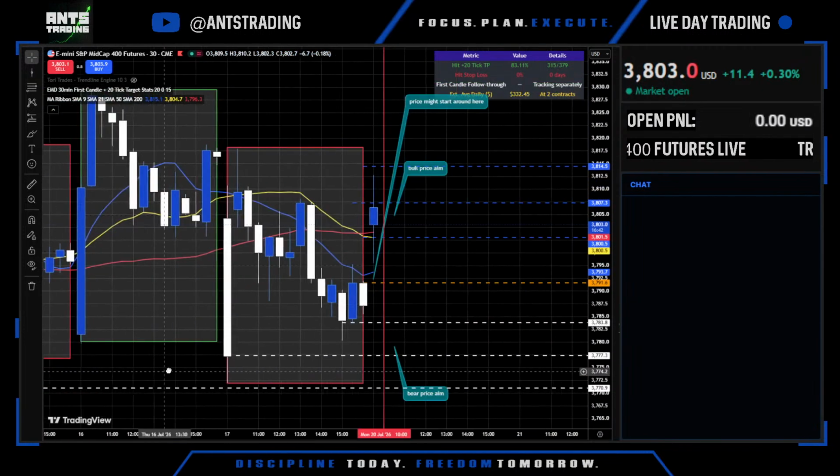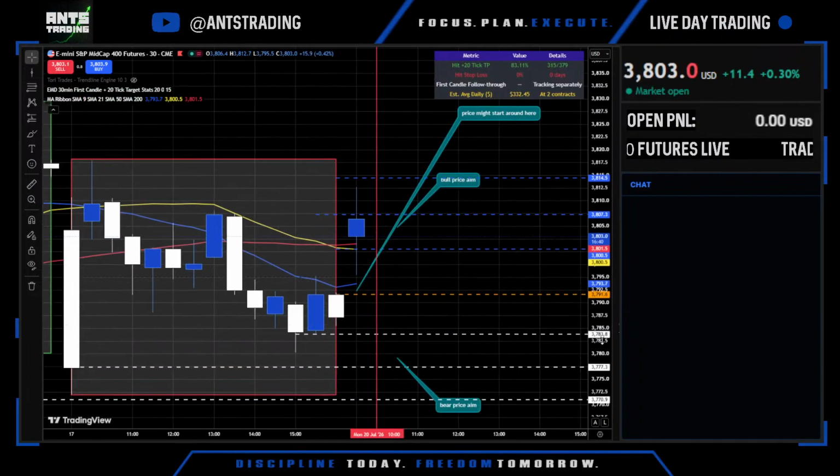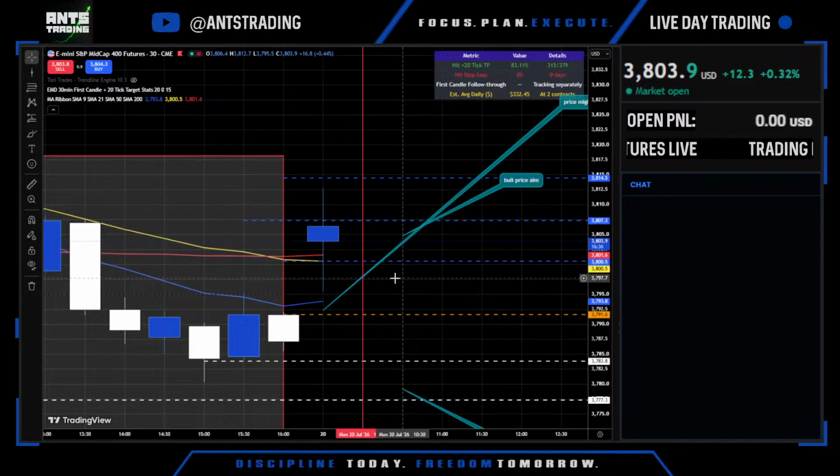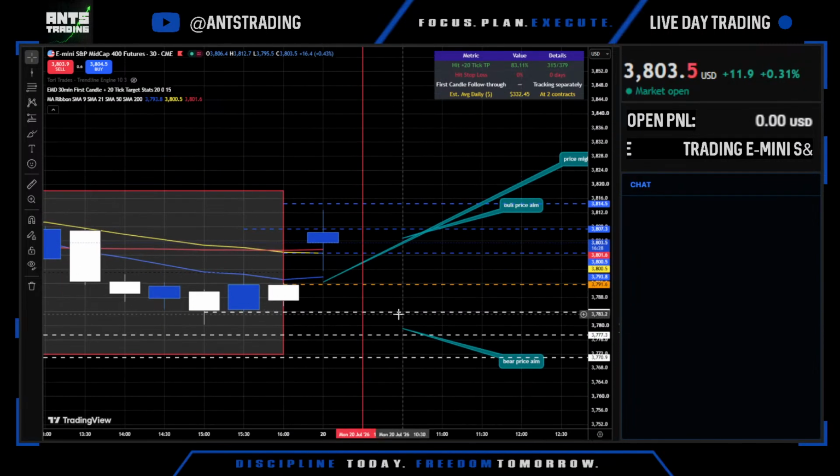So for that, I might even wait a couple minutes into 10, like 10:05 or 10:15, just to establish some general direction first before I make my trade.